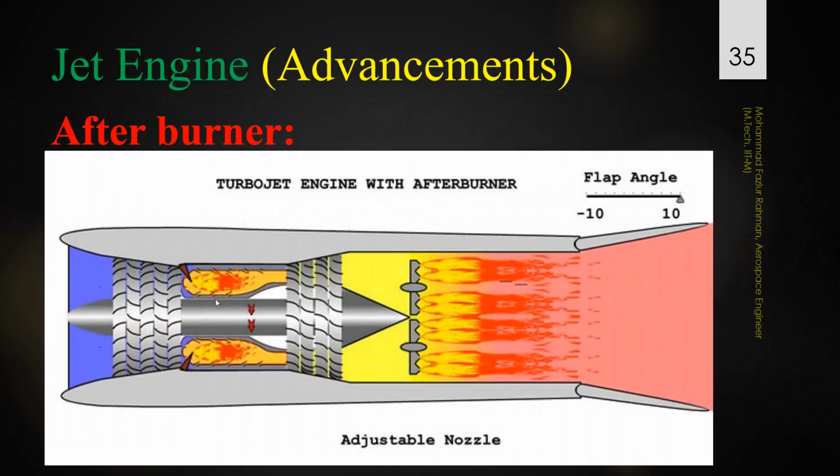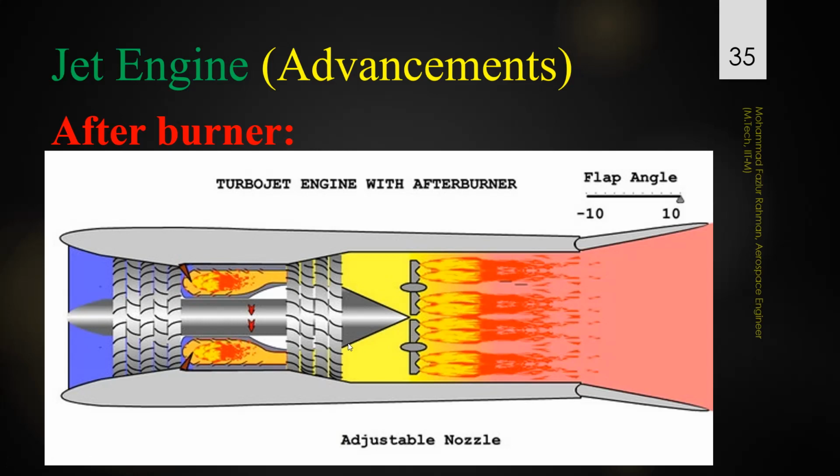Second one is the afterburner. Afterburner's concept is also very simple. When the air enters the compressor, it gets compressed, pressure goes high, and this highly pressurized air is passed through the combustion chamber where combustion happens, and then it comes out of the turbine. Now when it comes out of the turbine, the entire combustion product is not burned out. There's still unburnt air available there.